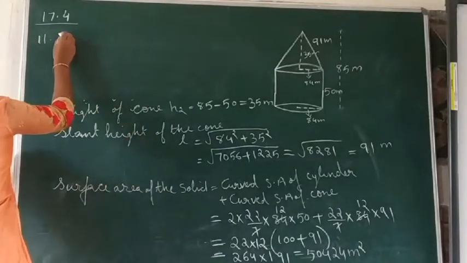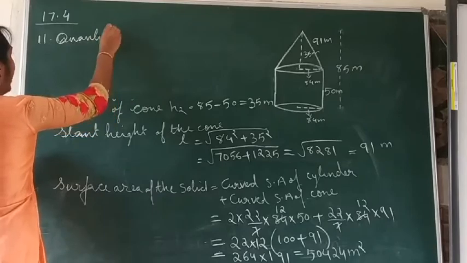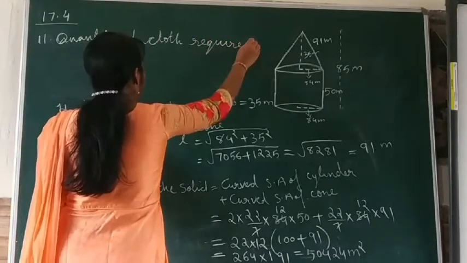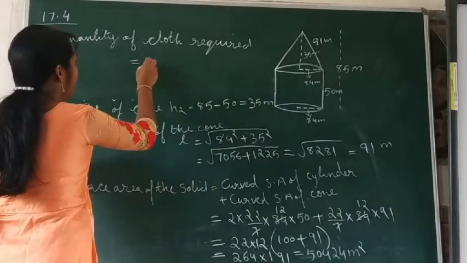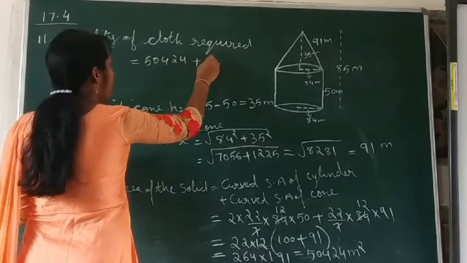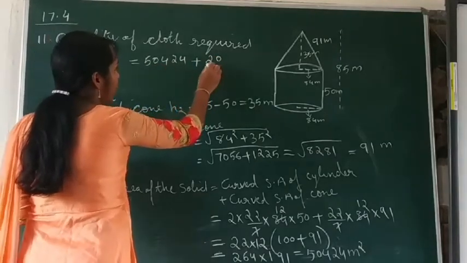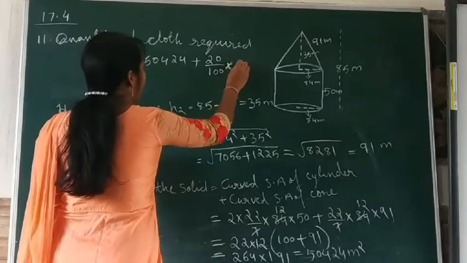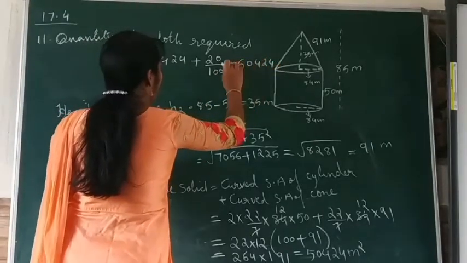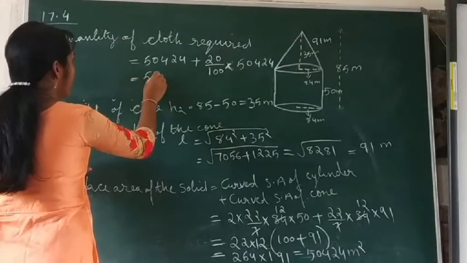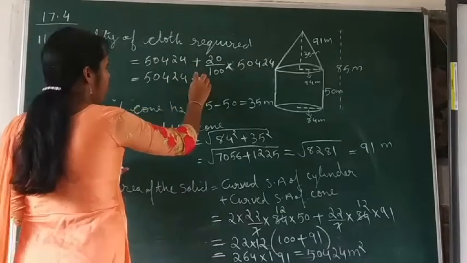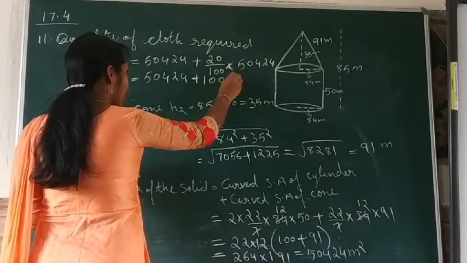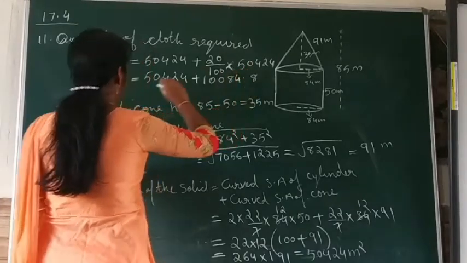Therefore, total quantity of cloth required is equal to the surface area obtained, that is 50,424 plus 20% of 50,424, that is 20 by 100 into 50,424. So that is equal to 50,424 plus, by calculating this we get 10,084.8.